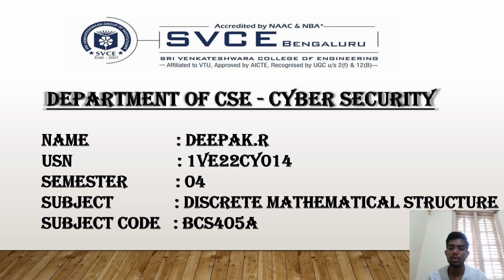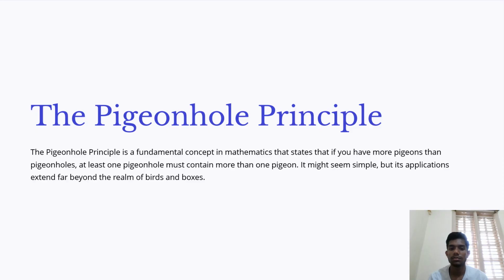Today I am going to do a topic on discrete mathematical structure. Today I am going to explain about the topic Pigeon-Hole Principle. The Pigeon-Hole Principle is a fundamental concept in mathematics that states that if you have more pigeons than pigeonholes, at least one pigeonhole must contain more than one pigeon. It might seem simple, but its applications extend far beyond the realm of birds and boxes.